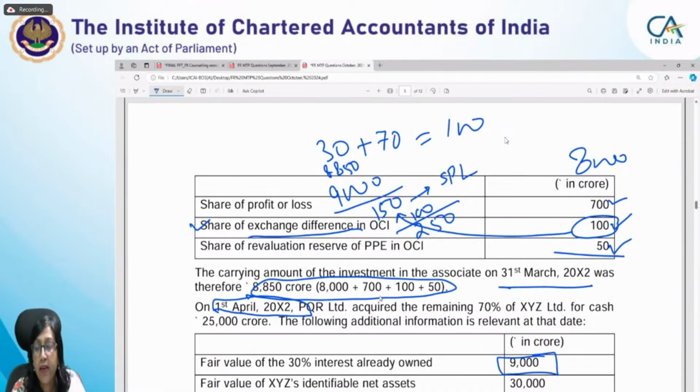Can we reclassify this also? This is revaluation reserve of PP&E in OCI. Anybody who can answer me? Tahir, Gaurav, Gangwani, here we are having.